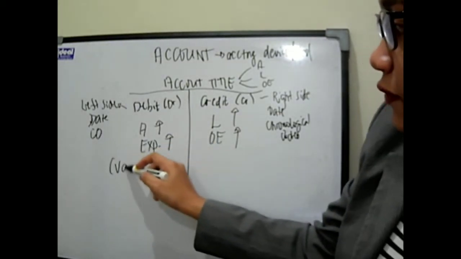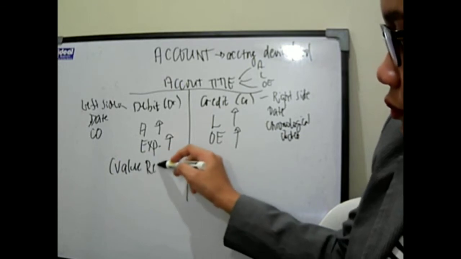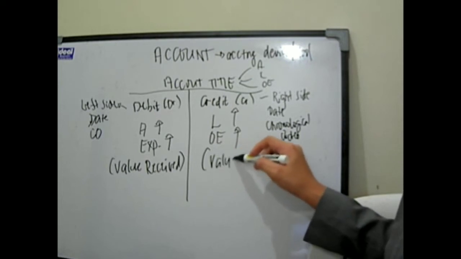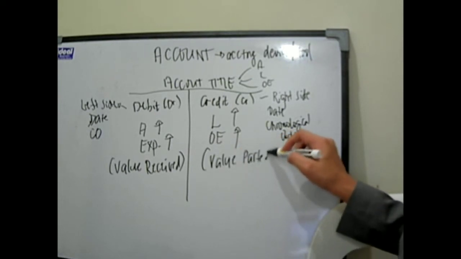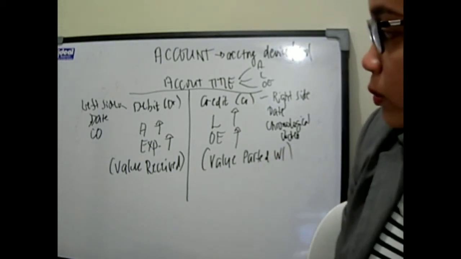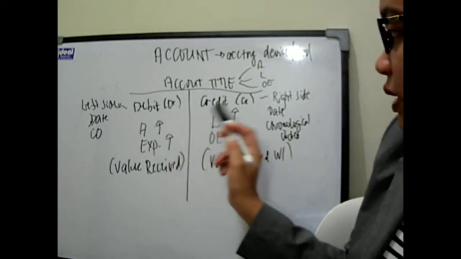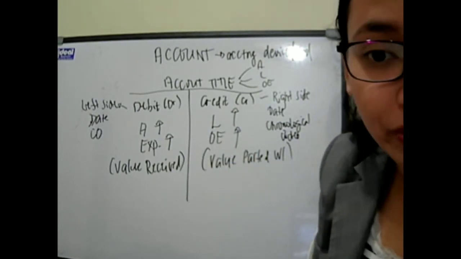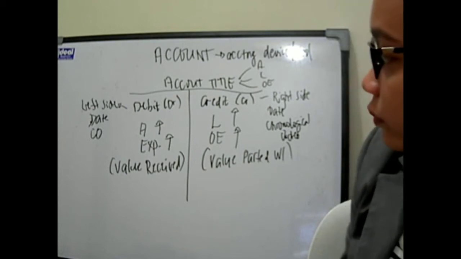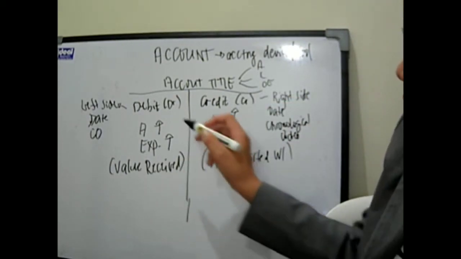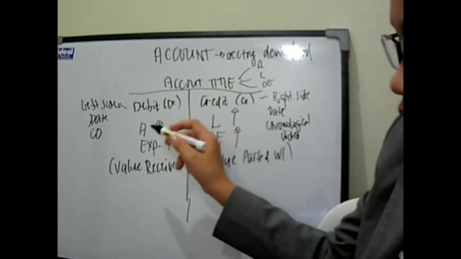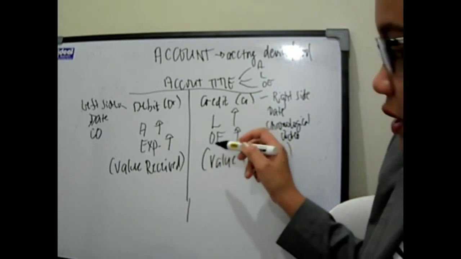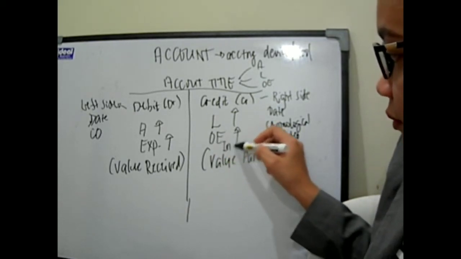Debit is the value received, while credit is the value parted with. What we have shown here as the decrease of asset and expenses and the decrease of liabilities in owner's equities is what is their normal balances. And of course, in the credit side, it is the opposite of asset and expenses, while on the debit side is the opposite of liabilities in owner's equity, or we have also income as an increase.